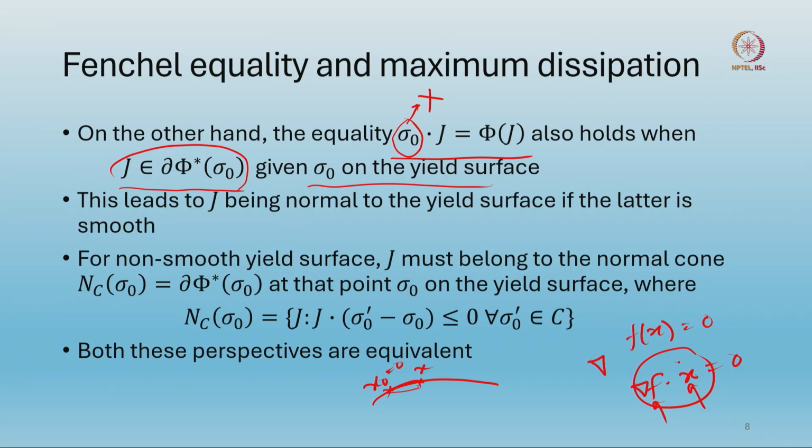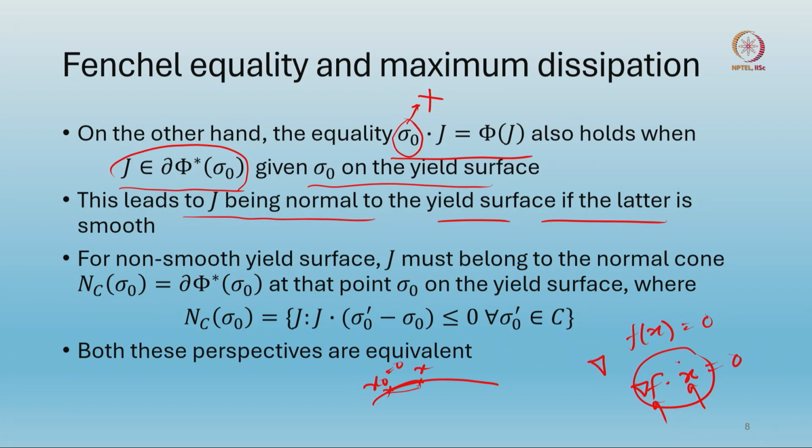The same principle is valid here, because grad f is nothing but the subdifferential if they are the same, if the function is sufficiently smooth. So basically the fact that sigma 0 belongs to the subdifferential of phi is a normality condition. Similarly, j belonging to del phi star is a normality condition, correct. So, I can say therefore, j is normal to the yield surface if the latter, that is the yield surface, is smooth enough.